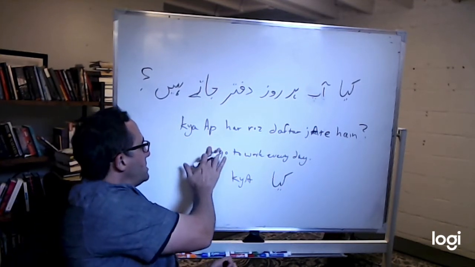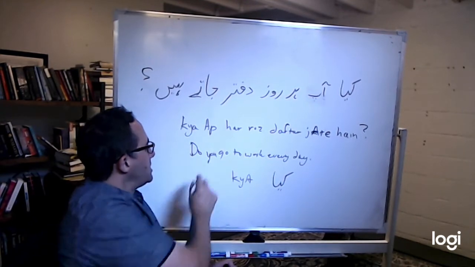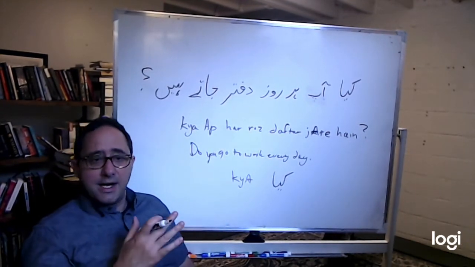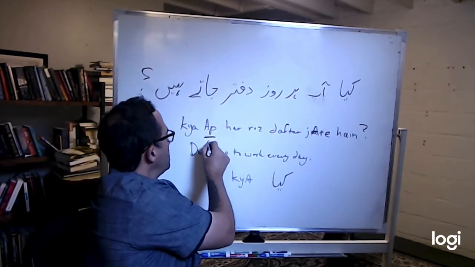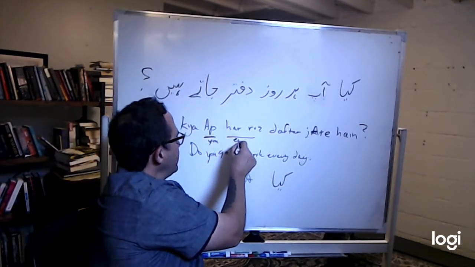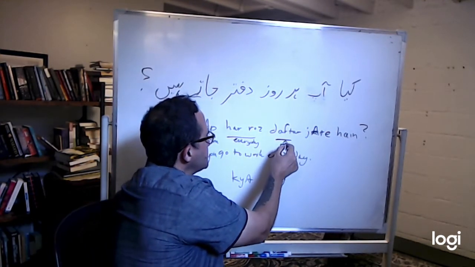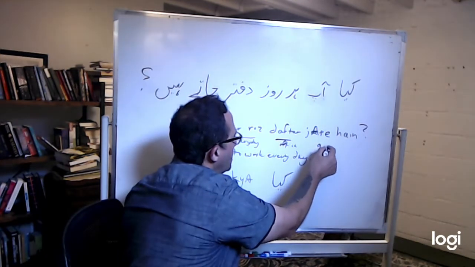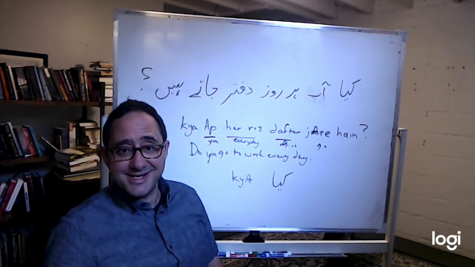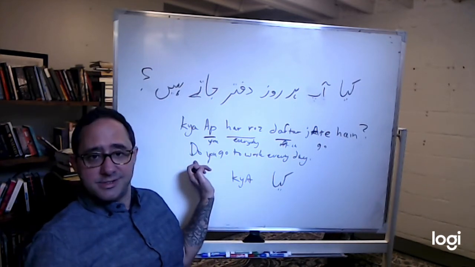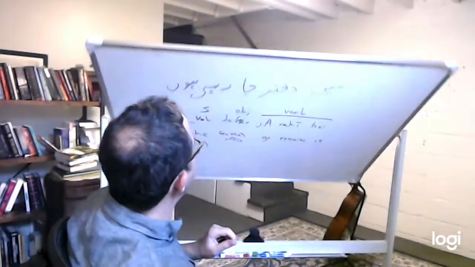Do you go to work every day? क्या आप हर रोज, you every day, office go. Just add kya. It's that simple. Just like we add do, right? Same thing for continuous.